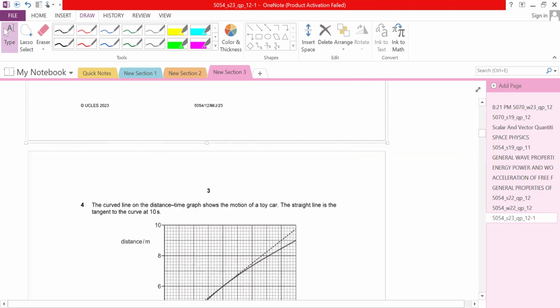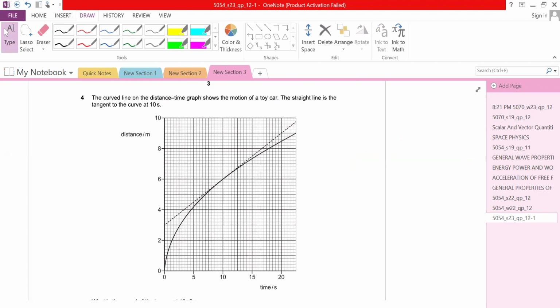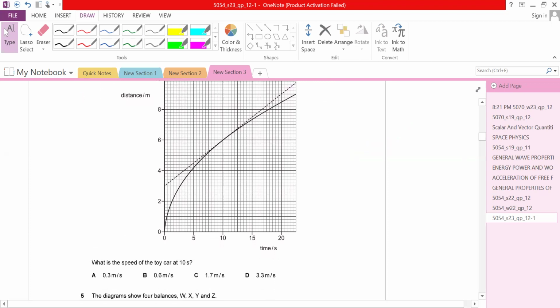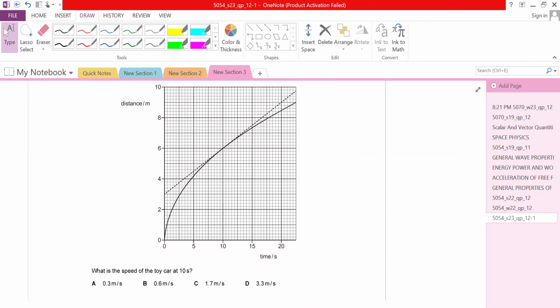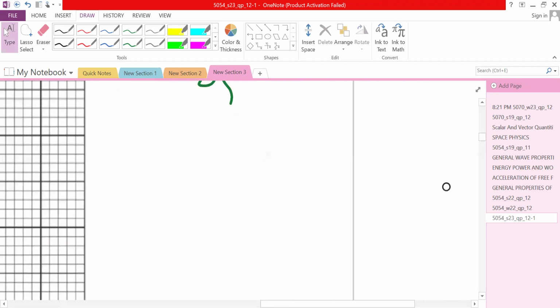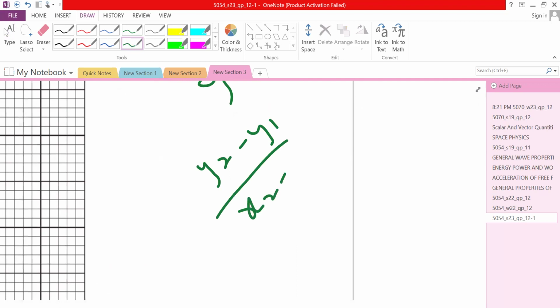Question number 4. The curved line on the distance time graph shows the motion of a toy car. The straight line is the tangent to the curve at 10 seconds. Okay, this is the straight line, this is the graph, and you have to find the speed of the toy car at 10 seconds. At 10 seconds, see, a tangent is given. So you know when a tangent is given, whatever you have to find, you have to find it using gradient. The formula for gradient is y2 minus y1 divided by x2 minus x1.